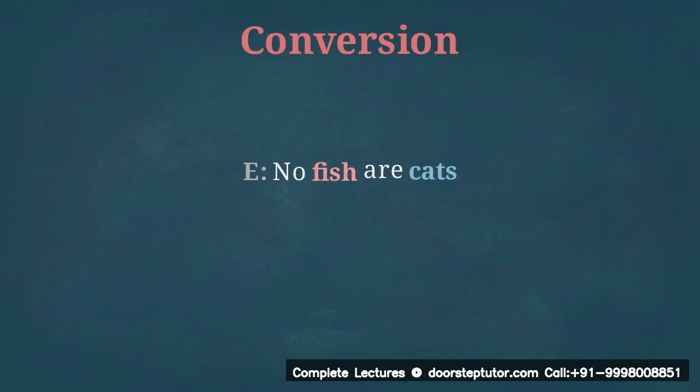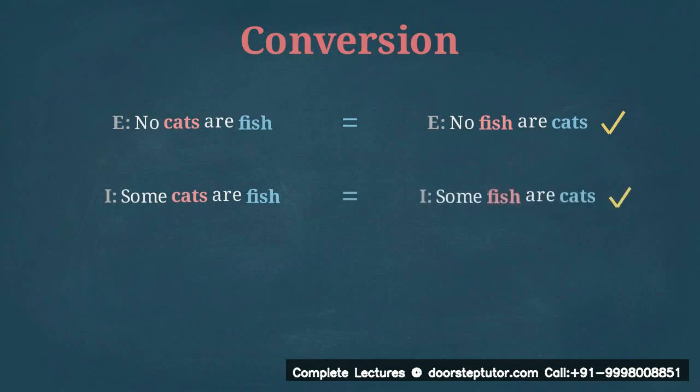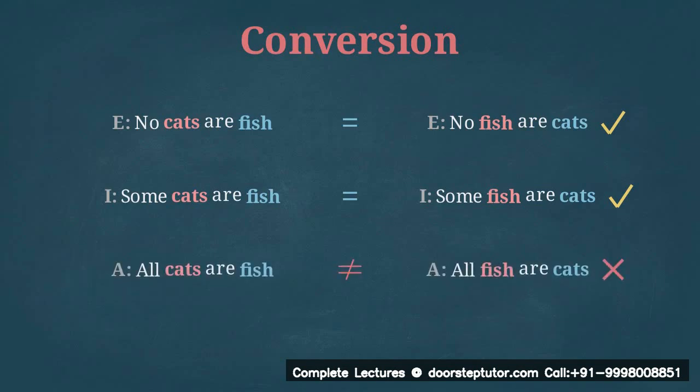Let's take the E statement, no cats are fish. To convert a statement, you simply swap the positions of the subject and the predicate. Cats and fish trade places, resulting in no fish are cats. This move preserves the meaning of the original sentence, making it a legal move for all E statements, as well as I statements, those that begin with some.